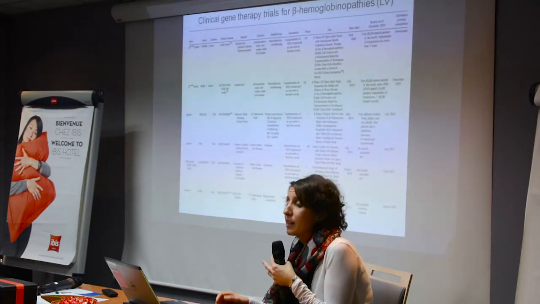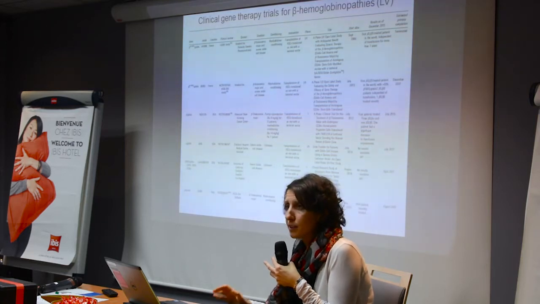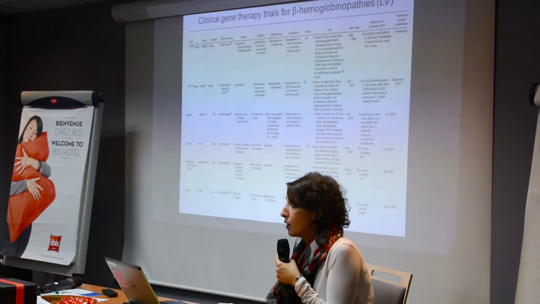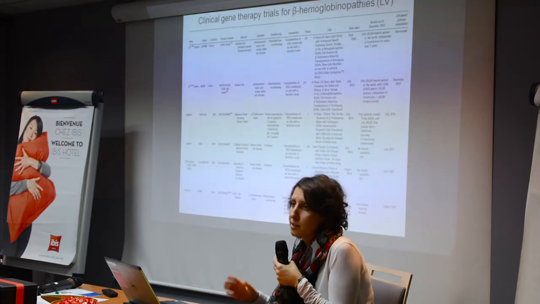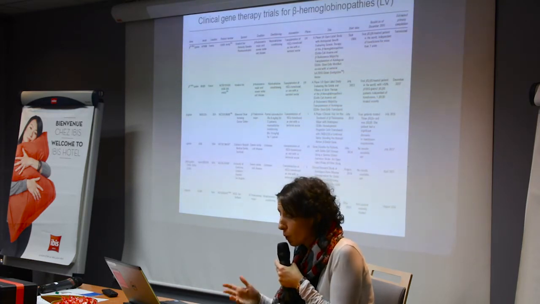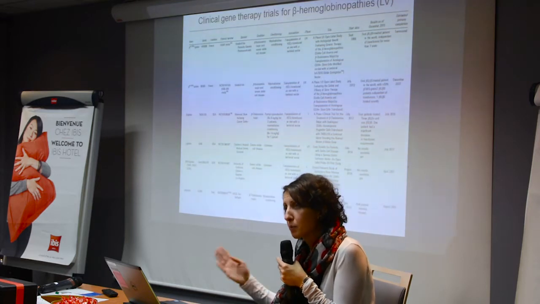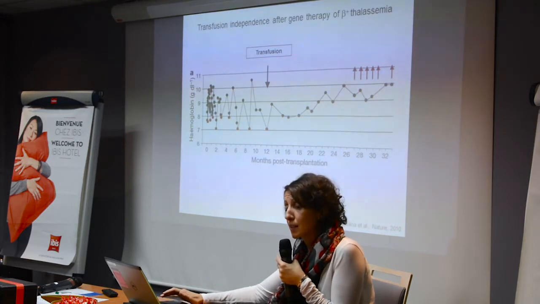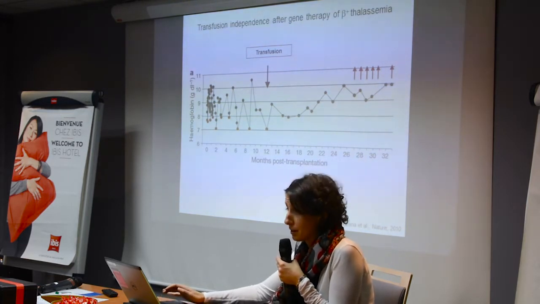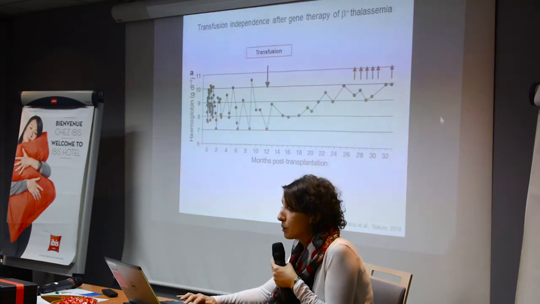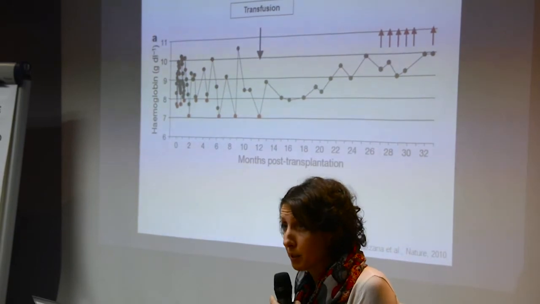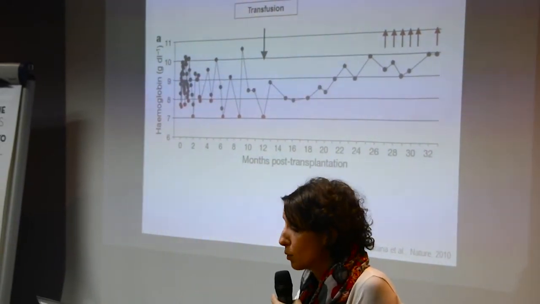And these are basically the gene therapy trials which use lentiviral vector for the treatment, and most of them are ongoing actually. They aim at treating both beta thalassemia and sickle cell anemia. And these are the results of the first patient that has been transplanted at the Necker Hospital by Marina Cavazzana. This is 12 months after the transplantation, and we observe an increase in the levels of hemoglobin. This is a thalassemic patient who had very low levels of hemoglobin.